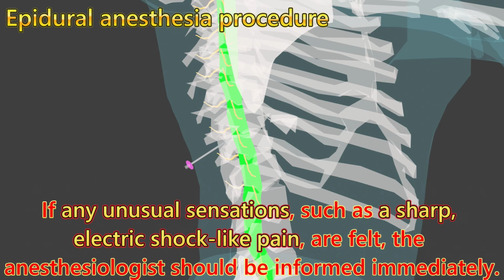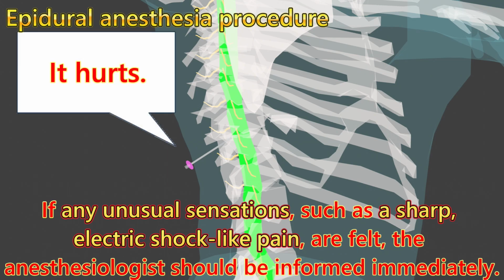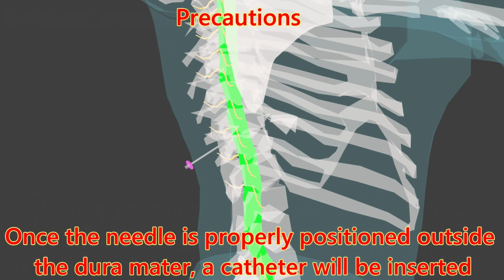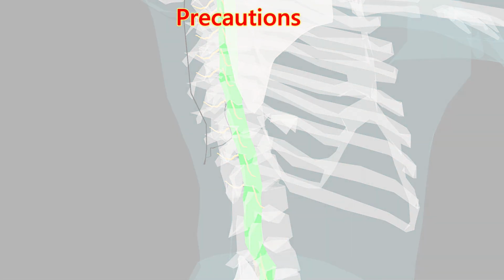If any unusual sensations, such as a sharp, electric shock-like pain, are felt, the anesthesiologist should be informed immediately. Once the needle is properly positioned outside the dura mater, a catheter will be inserted and secured with tape or other means, completing the procedure.